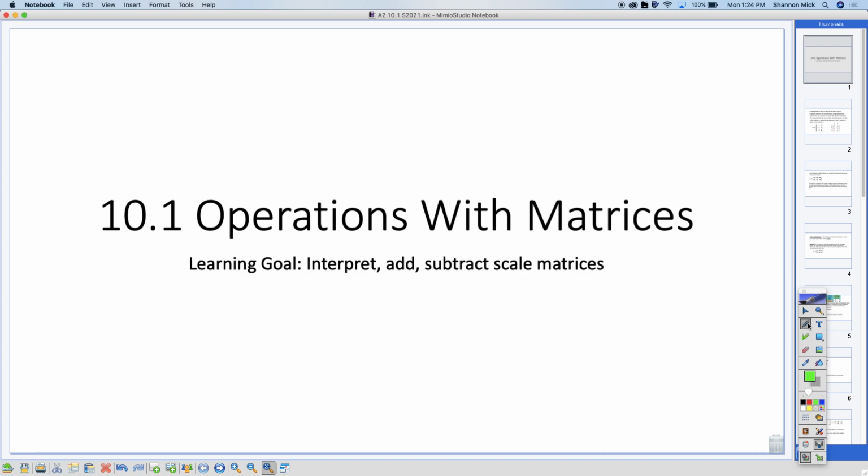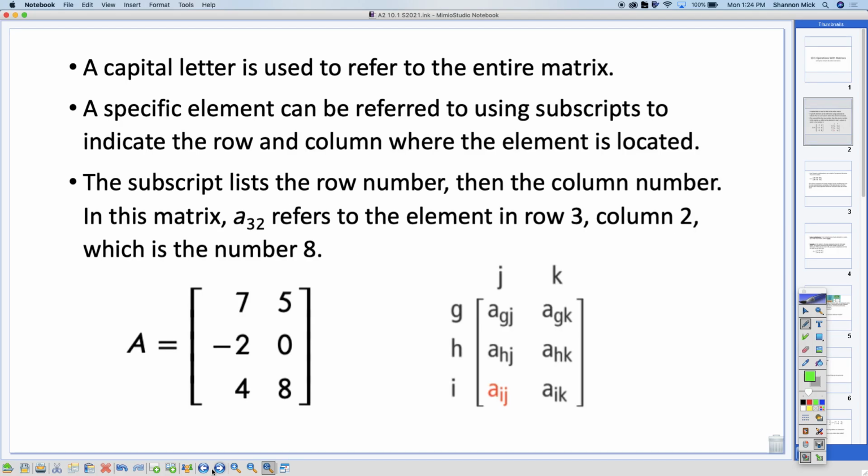If we have time, we'll do some encoding and decoding, just to have a little fun with it. There's a lot of words on here, so be careful. Don't write all of them. A capital letter can name a matrix. This is matrix A. Okay, so that's matrix A.